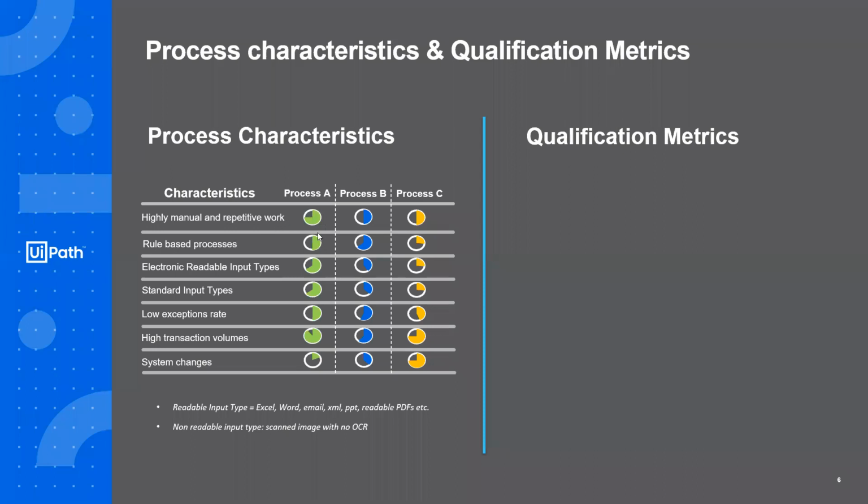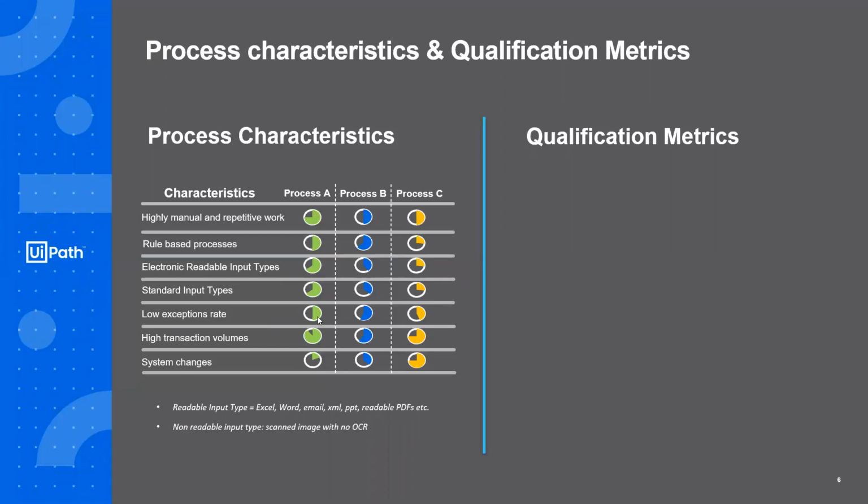The second one: A is 50% rule based, B is almost 60% rule based, C is 25% rule based. So in that, B wins the rule based process. So A has 1 point, B has 1 point. Electronic data input, A has 60, B and C are less, so A wins there. So A has 2 points, B has 1 point. Standard input, again, A is more than B and C, so the input types are more standard, so A wins there as well. So A is now 3 while B is still 1.